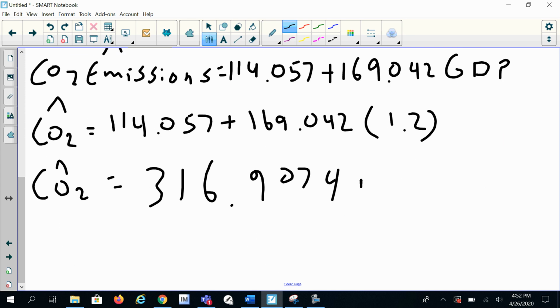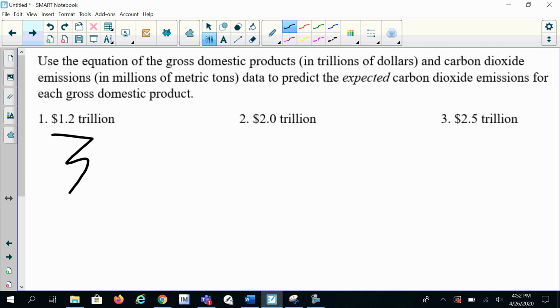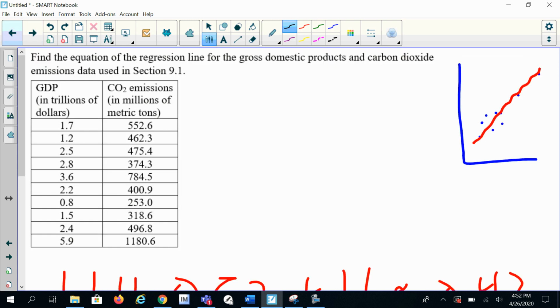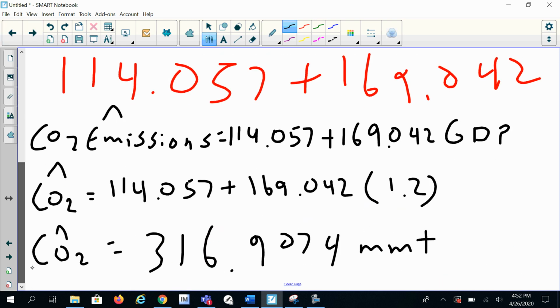I'm just going to put millions of metric tons. I don't think that's an official unit, but I don't want to write that all out. So the answer to the question we had here, what's the predicted expected carbon, for 1.2 trillion, is that we'd expect that country to emit 316.9074 millions of metric tons of CO2 emissions.